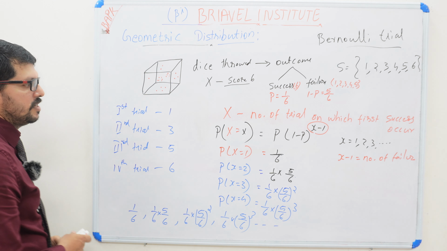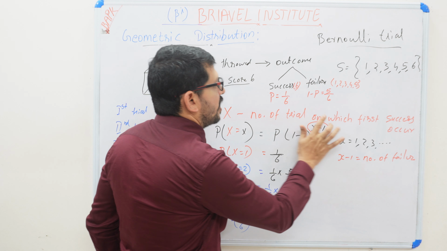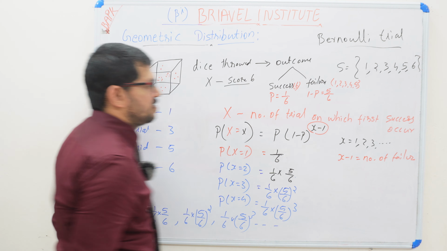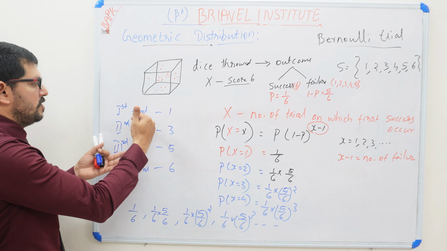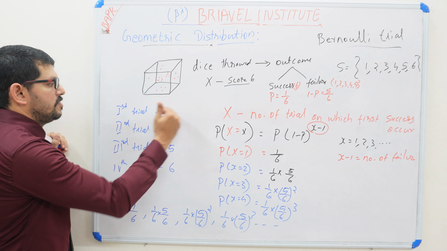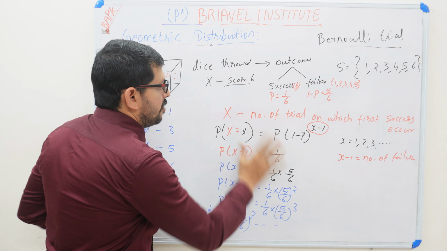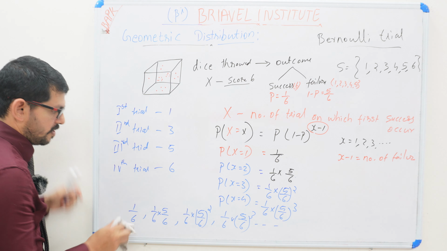So in this geometric distribution, we studied that x is the number of trials on which the first success occurs. So we checked the different cases where the first success occurred. So we got the idea about what the geometric distribution is.